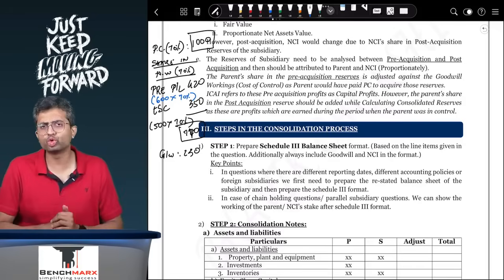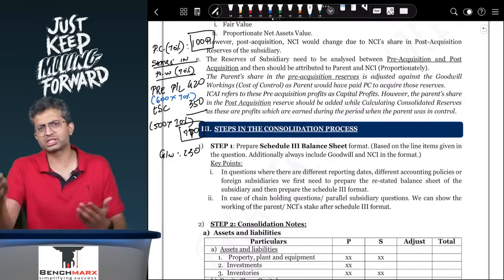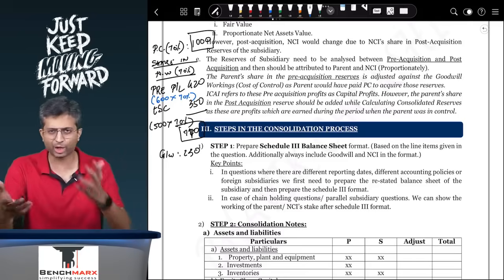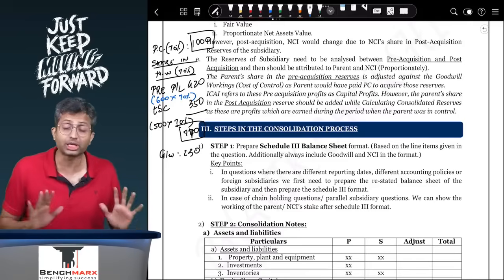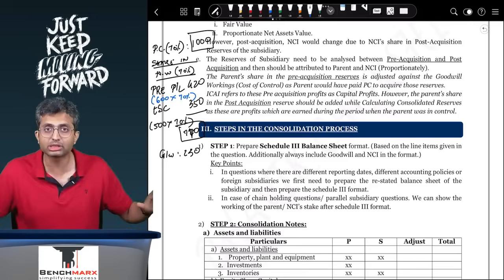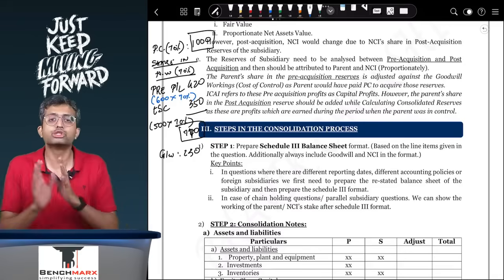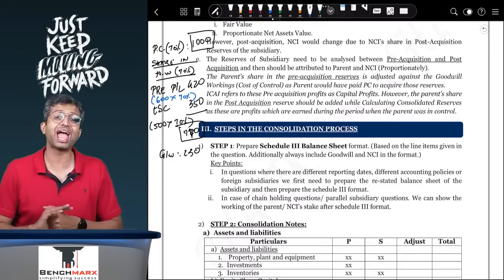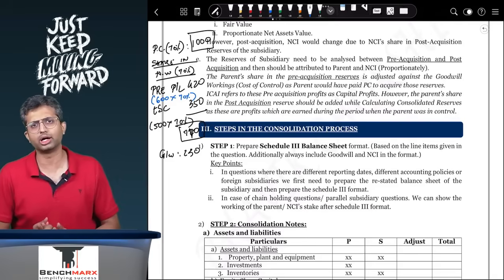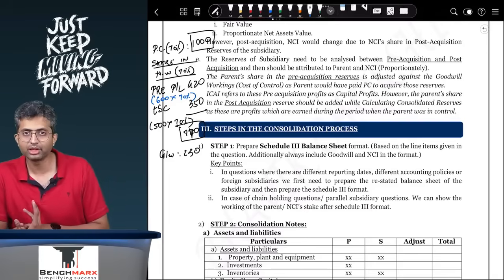Now, what should you do next? Well, you will also prepare a statement for equity, where you will show equity share capital, taking the parent's equity. Remember, parent and subsidiary equity is not consolidated. In fact, equity of the subsidiary is eliminated or attributable to NCI. So you'll prepare a note where you show the equity of the parent.